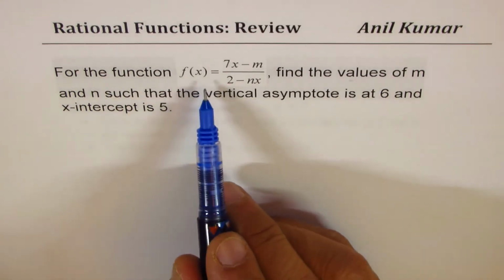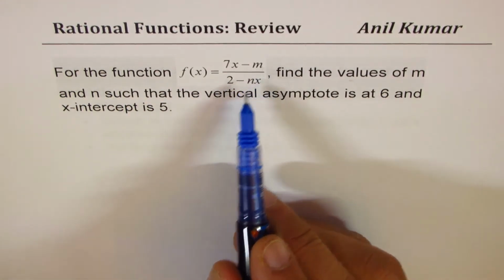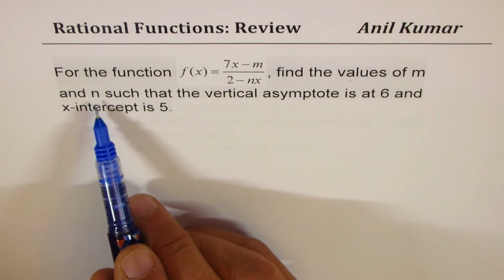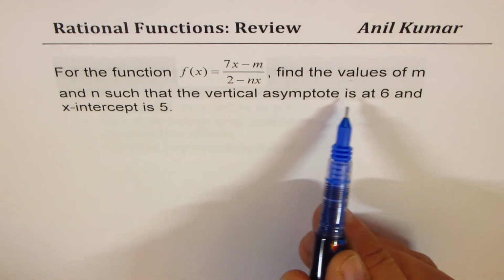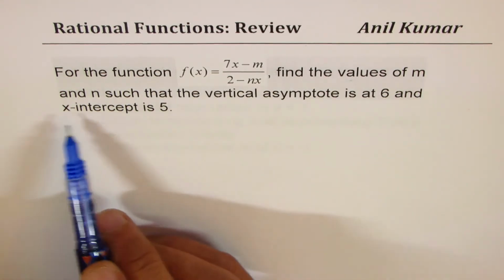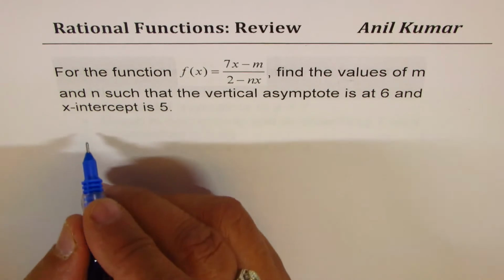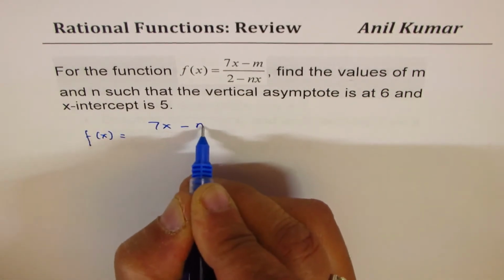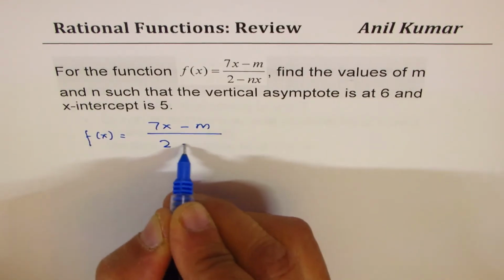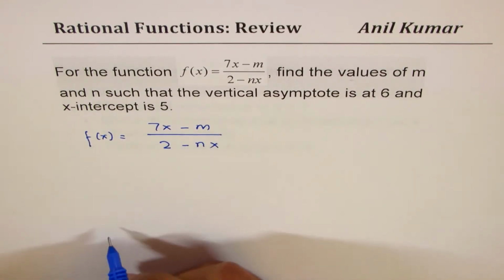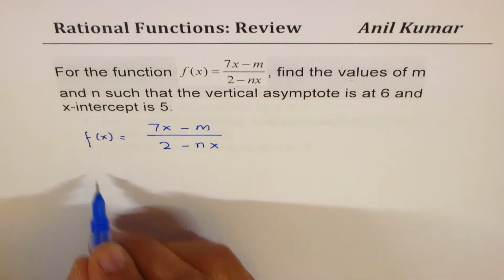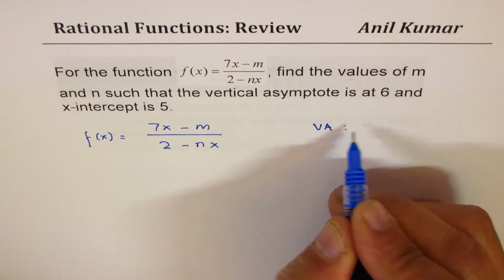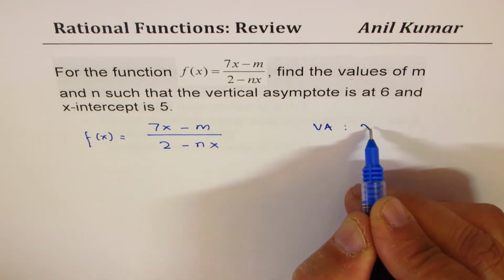For the function f of x equals 7x minus m over 2 minus nx, find the values of m and n such that the vertical asymptote is at 6 and the x-intercept is 5. Okay, so f of x is given to us as (7x minus m) divided by (2 minus nx). Is it okay? Now we are given that the vertical asymptote is at 6. That means the x value is 6.